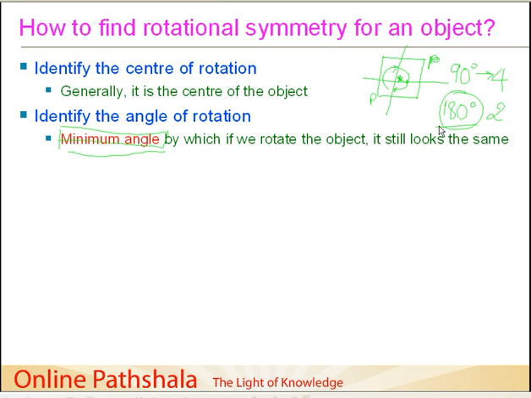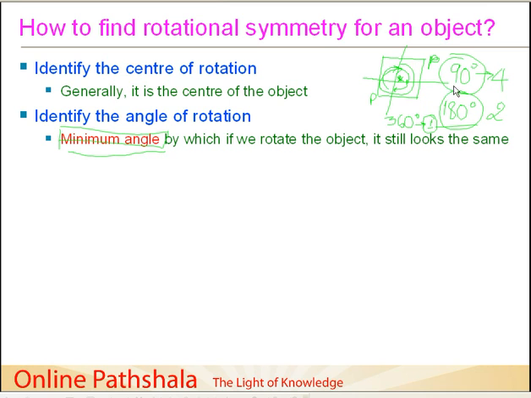Now what is the other angle through which I rotate and still get the same object? The other option is to select 360 degrees, that is, give one complete turn. I give a complete turn to the square and it still looks the same. So if I use the angle of rotation to be 360 degrees, then the order of symmetry becomes 1. So now you understand why minimum angle. We have to find out the minimum angle by which we rotate. In this case it is 90 degrees.